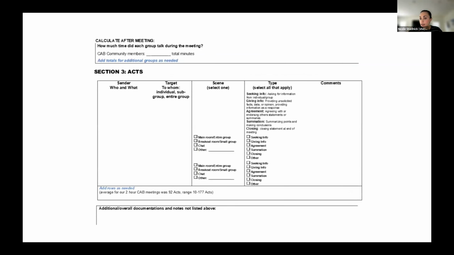I think let's go to the next slide. So acts, so these are what people were doing. This was the what. In this, our documenters would describe, when the individual was speaking or engaging with others, if the purpose of their comment was to clarify information, to seek information, to respond, whether they were voicing agreement, summarizing what they had heard, making a closing remark, or any other sort of comment. We really wanted to understand and characterize the what of their engagement in these meetings.